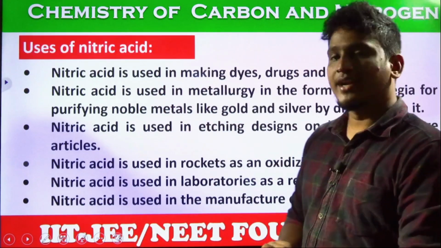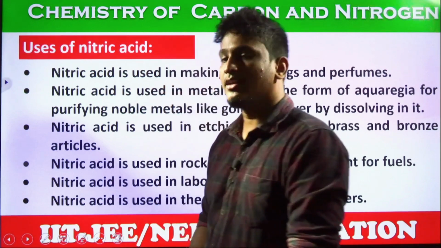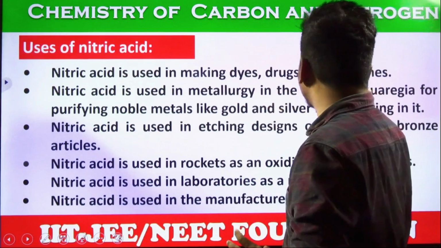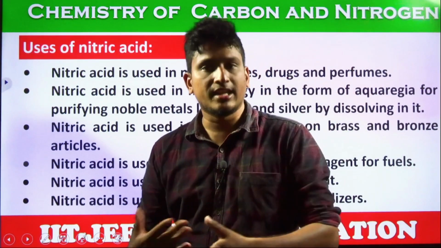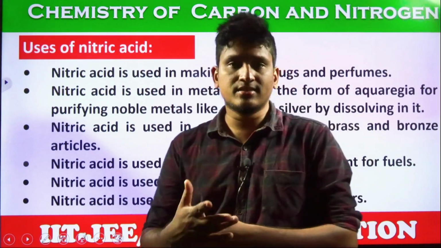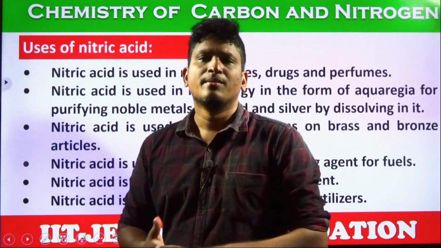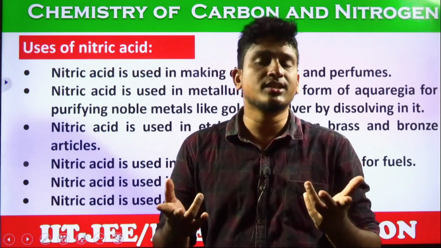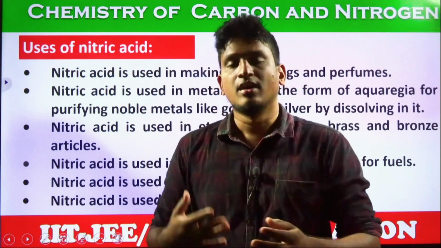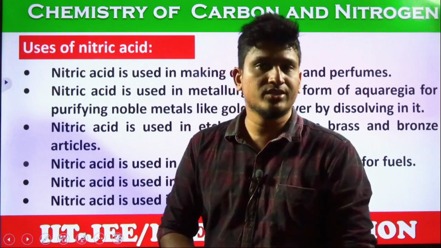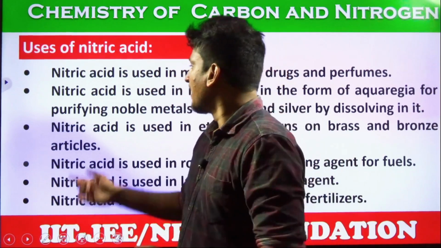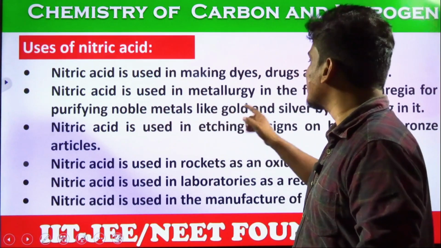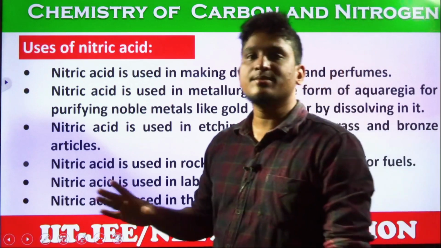And uses of nitric acid. What are the general uses we can expect from nitric acid? Nitric acid is used in the making of dyes, drugs and perfumes. Dyes are coloring agents, drugs are in the medicinal field, and also perfumes. Mostly nitric acid is used as a reagent. Reagent means it supplies hydrogens or oxygens, as an oxidizing agent, where nitric acid is best used. Nitric acid is used in metallurgy in the form of aqua regia for purifying noble metals like gold and silver by dissolving them in it. This point we already discussed.